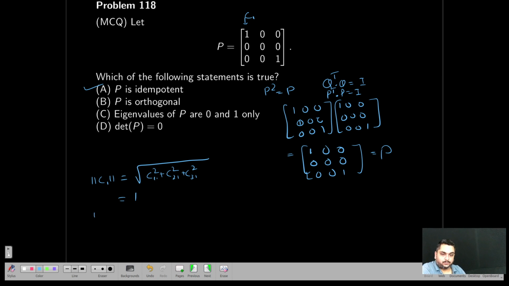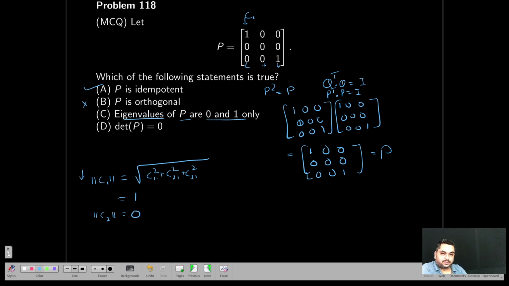Similarly for C2, it is equal to 0. So this is not orthogonal. All columns should have length 1, and this is not true. Eigenvalues of P are 0 and 1: I will tell the full formula in the next problem. There are two conditions you have to check for orthogonality. Wait for the next problem, I will explain.